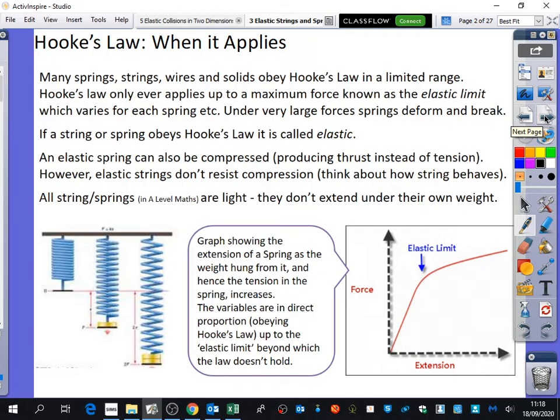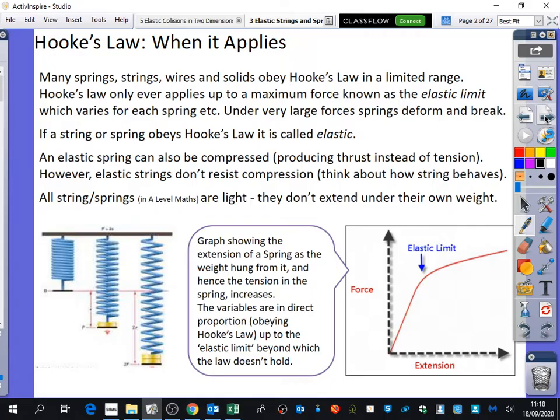So many springs, strings, wires, and solids obey Hooke's law in a limited range. Hooke's law only ever applies up to a maximum force known as the elastic limit, which varies for each spring or string. Under a very large force, springs deform and break. You ever had a Slinky when you were younger and you stretched the Slinky so much that it never went back to its original state?